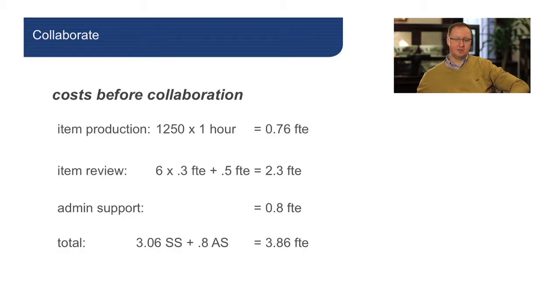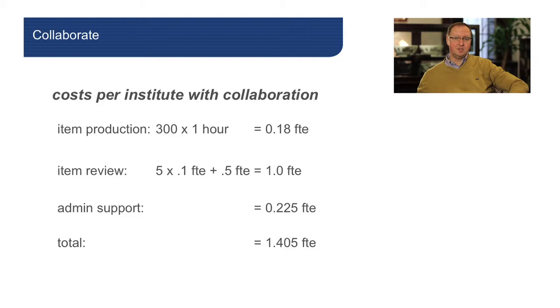If I break down the costs, you will see that item production is almost 1 full-time equivalent. Item review is almost 2.5 full-time equivalent with admin support, totaling more than 3.8 full-time equivalents of time that needs to be invested in the quality and the production of the test, which is quite a lot. And then we started collaborating with other universities and jointly producing test items and jointly administering the test. The investment per institute went down from 3.86 to 1.4, which is a dramatic decrease. Just by collaborating, you could get a lot of efficiency in your testing.